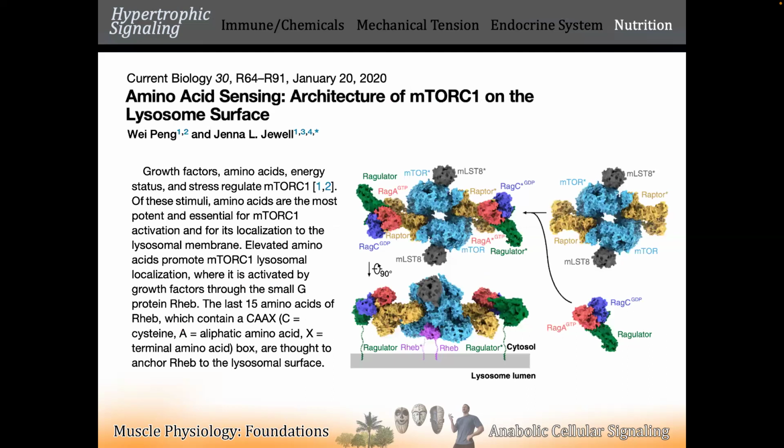All right, so technically there's RAG A, B, C, and D, and you need GTP-loaded RAG A, but you can just think of this as one thing, RAG. That's okay. Add amino acids, and the mTOR complex can move to the surface of the lysosome. And the movement itself is kind of complicated. There's about 30 proteins involved, maybe more. They're putting it in proximity of Reb, and then Reb directly binds to mTOR, which turns on its kinase activity.